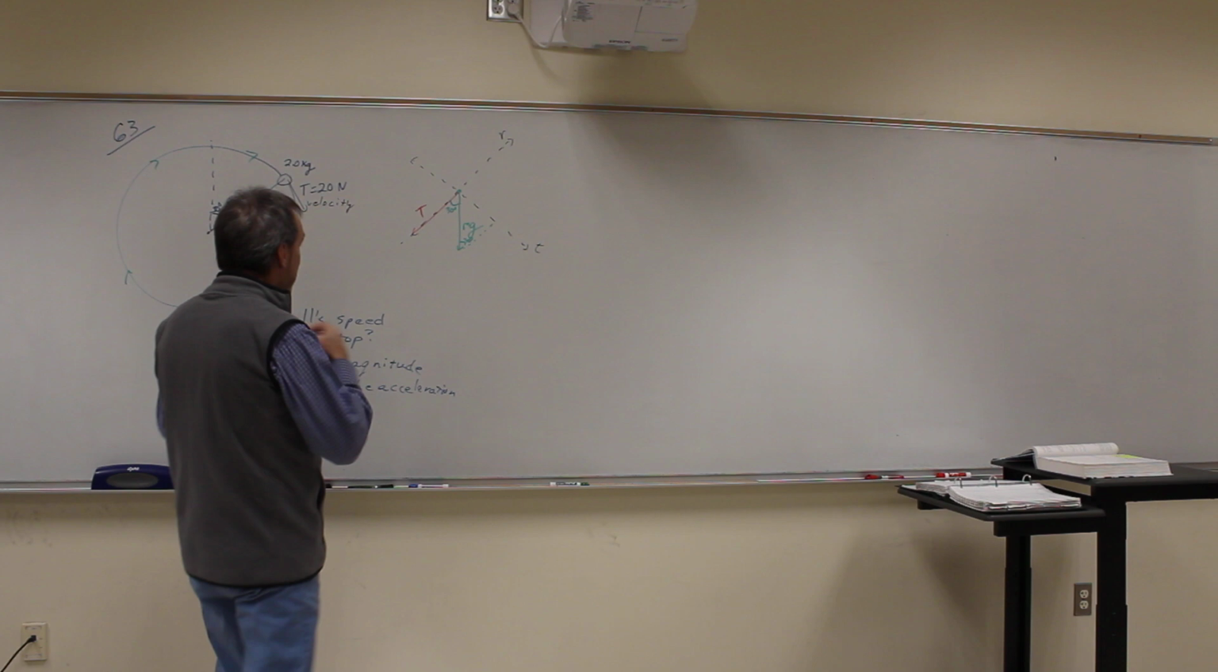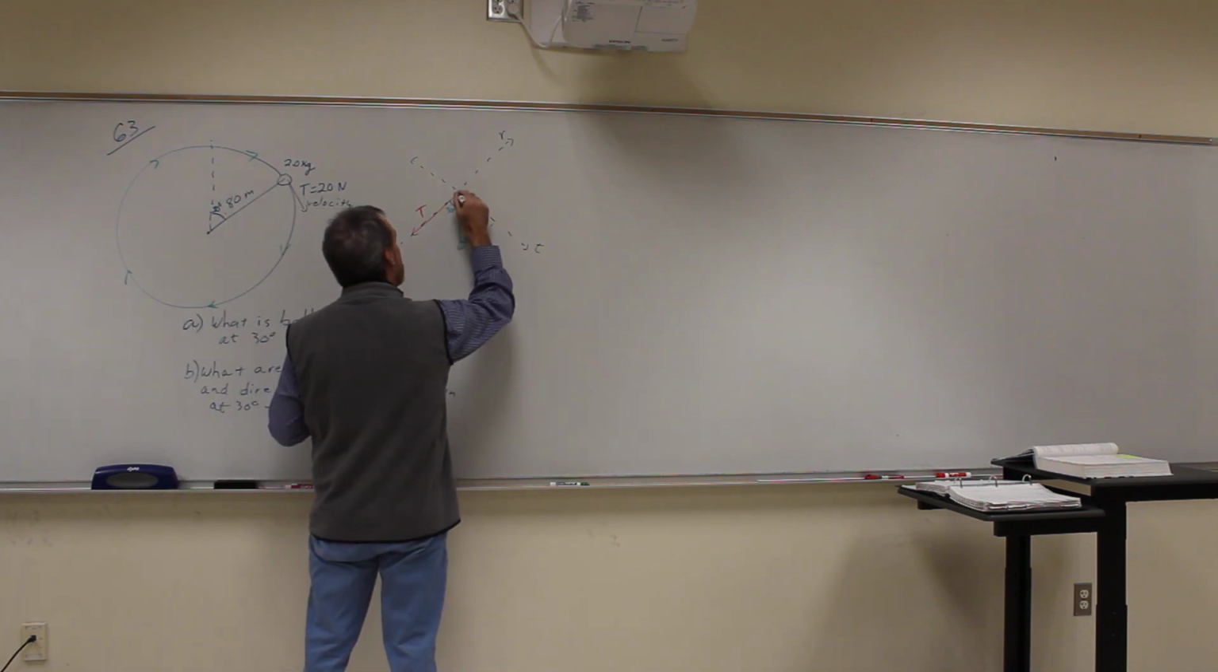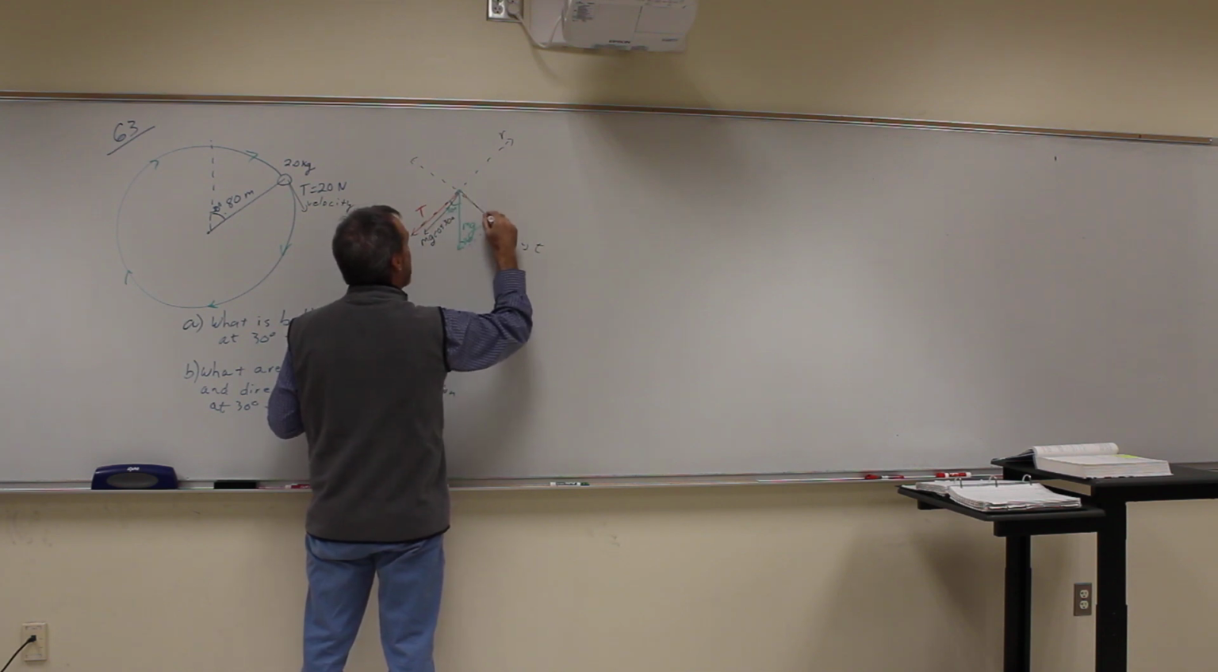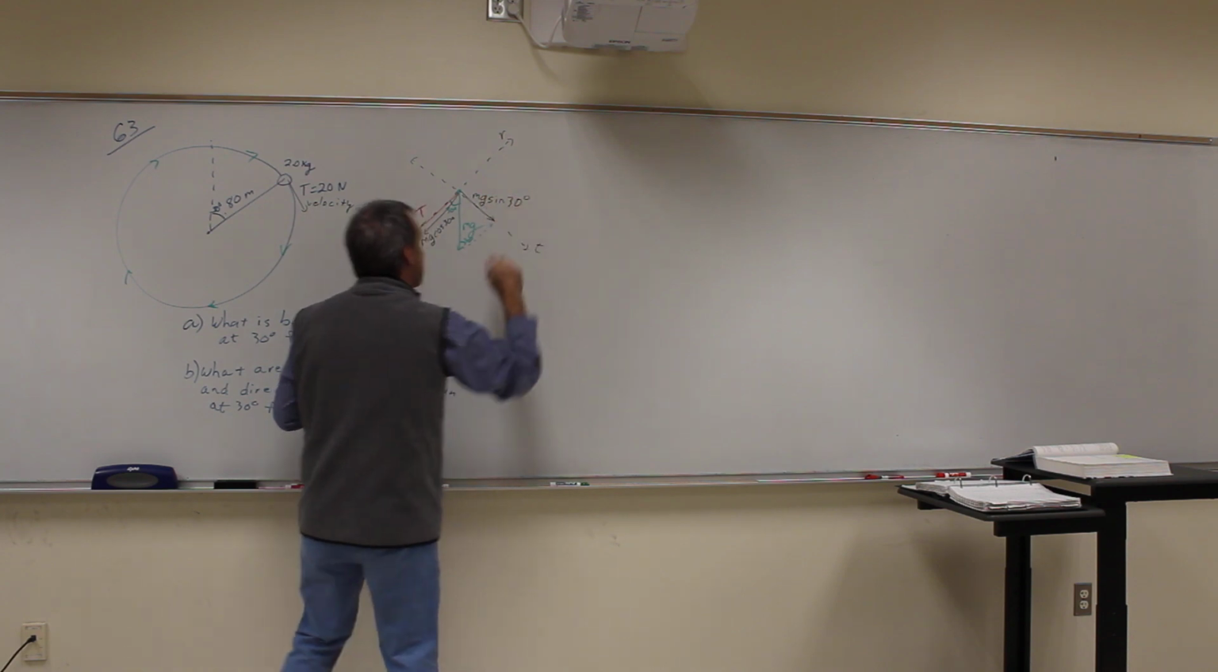All right, then when we do that, we're going to break mg into components. So we have a component going this way, which is going to be mg cosine 30 degrees. And we're going to have one going this way, which is mg sine of 30 degrees.